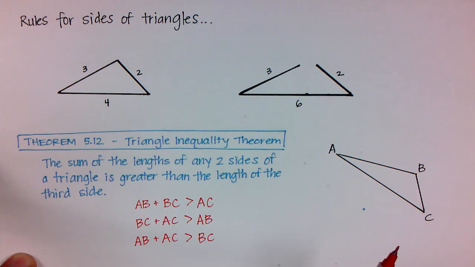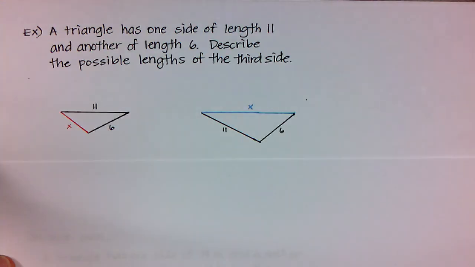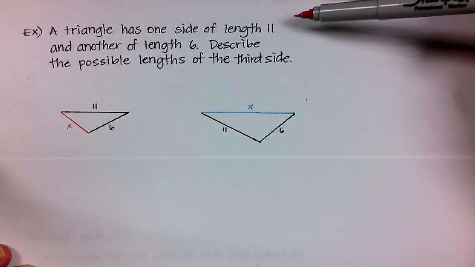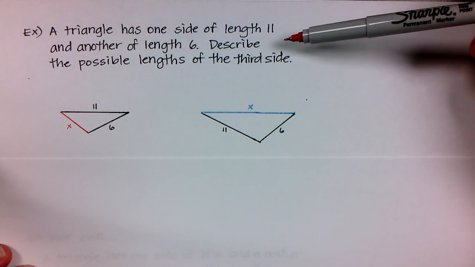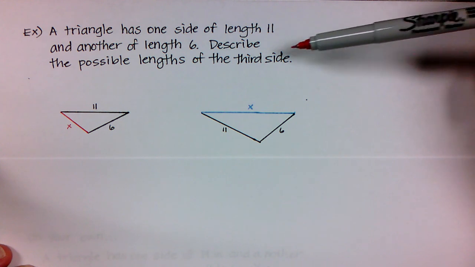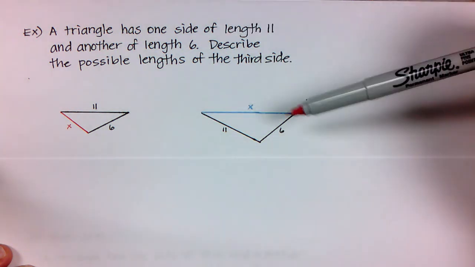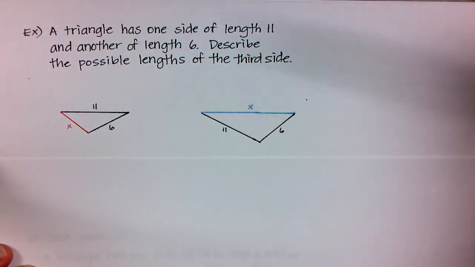So we're going to close with one example that's very, very similar to this. It says a triangle has one side length of 11 and another of length 6. And we're asked to describe the possible lengths of the third side. It might be kind of weird that I drew two different triangles, but if I'm just given two different sides and not the third, there are so many different options for what that third side could be.